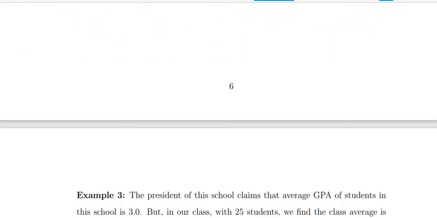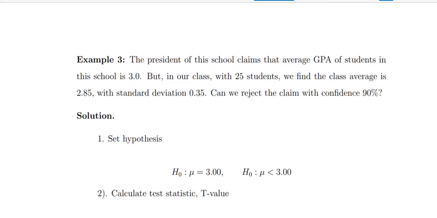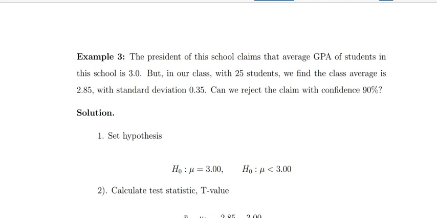So let's check another example. This example is the same as the previous one. The only difference is the claim: the claim is only about mu. The claim is the average GPA for all students is this. So they do not claim the sigma, right? So here we don't know sigma. They only claim this mu.